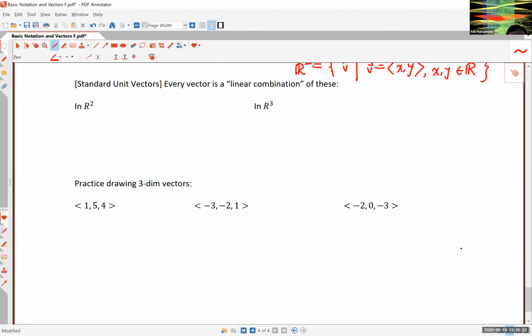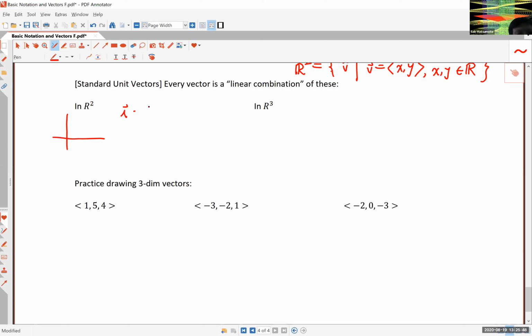Okay, so among the many vectors, there are some important vectors. One type is called the standard unit vectors. Every vector can be written as a linear combination of these. In R2, we have two standard unit vectors. These are, of course, unit vectors, meaning their length is 1. And these are called i and j.